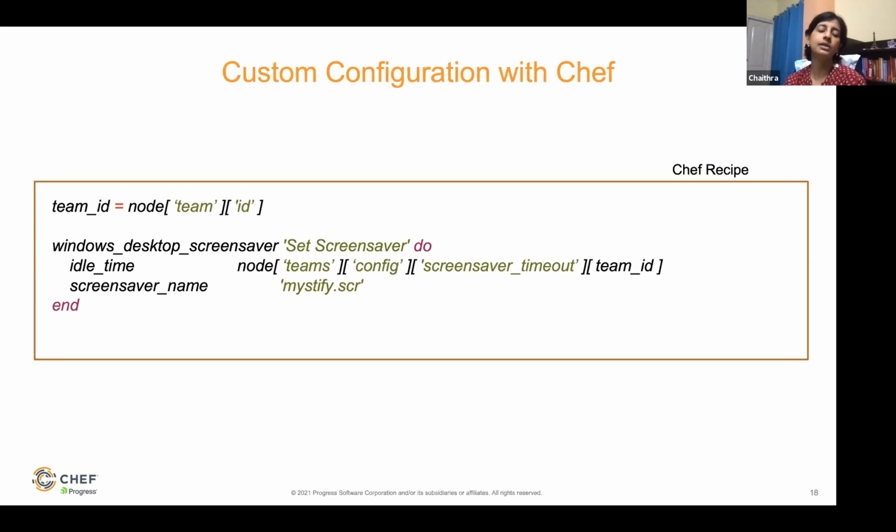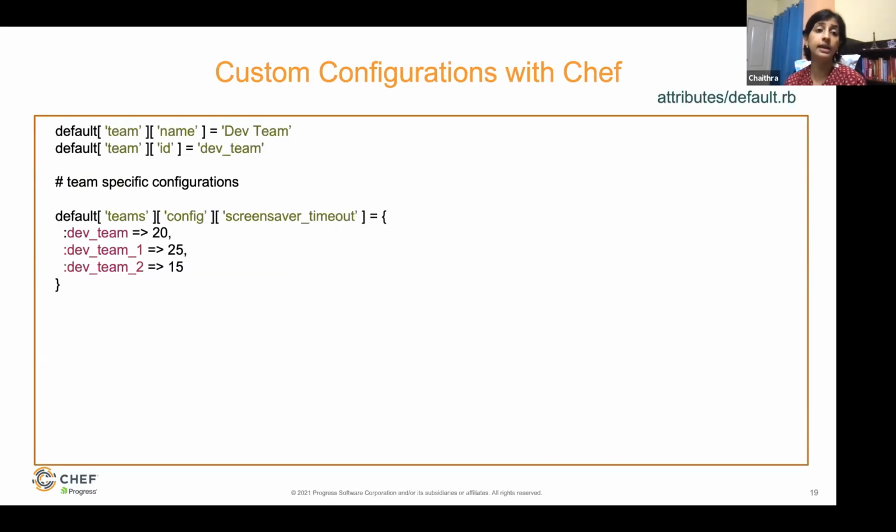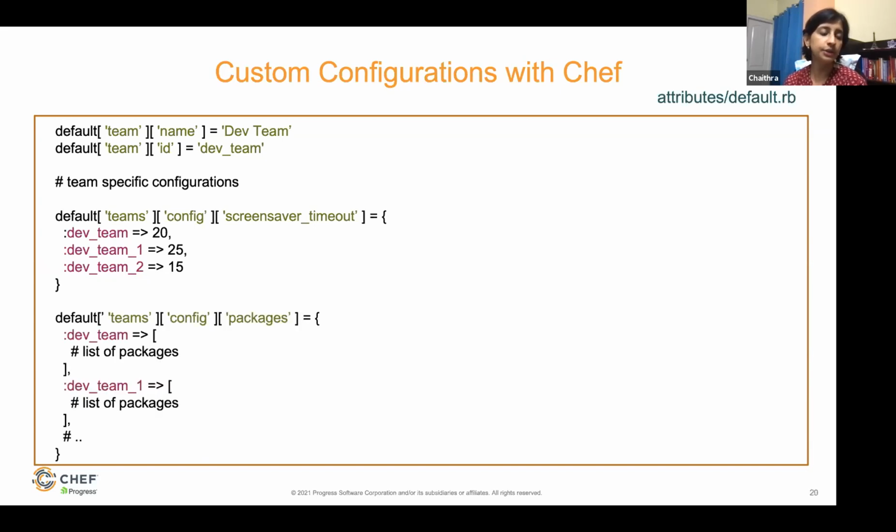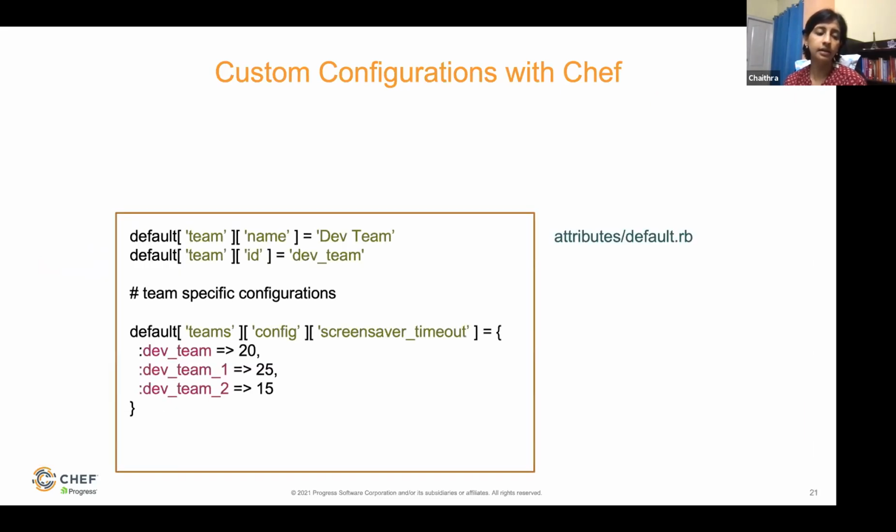You could do that with some variables, and these are attribute variables which are defined in the attribute file, which also lies in the Chef cookbook. Here we have the default attributes defined for the dev team, which is the larger team, and then we have team specific configurations for screensaver timeout defined here. We have the sub teams dev team 1 and dev team 2 having different timeouts listed here. Similarly, you can also have other team specific configurations specified.